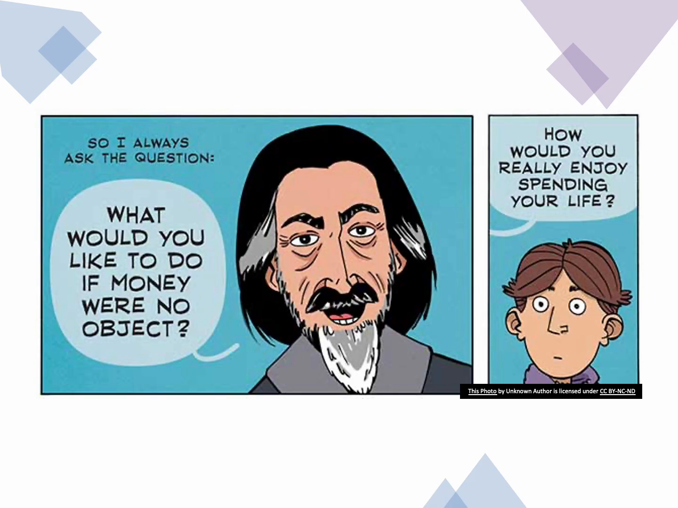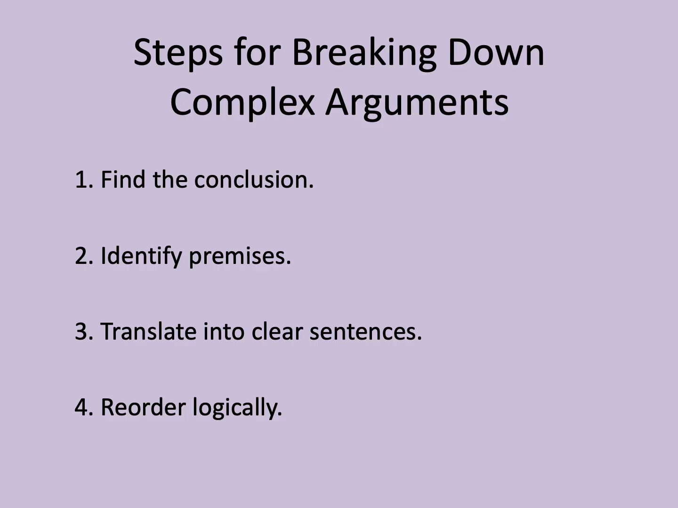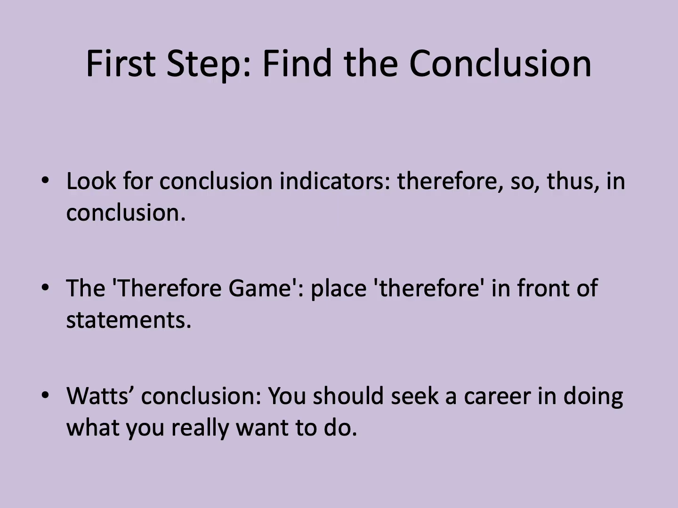Let's get started. Our steps for breaking down complex arguments are: 1. Find the conclusion. 2. Identify the premises. 3. Translate into clear sentences. And 4. Reorder logically. Our first step is to find the conclusion.